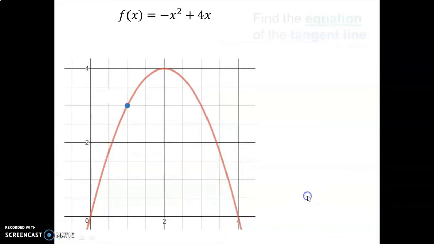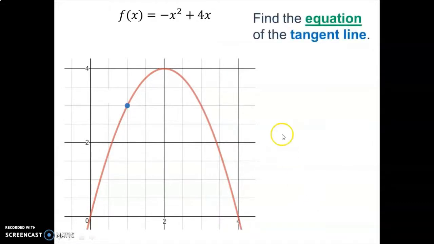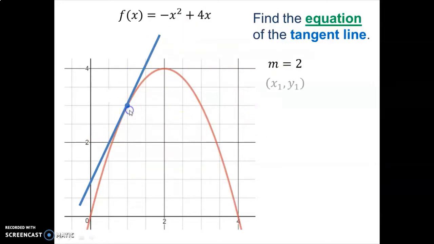Next, let's say the next question was find the equation of the tangent line. Well, we just looked at that, so let's try this again to make sure we got it. So far we have the slope of the tangent. There's the tangent. We have the slope already. How do we find the equation? Well, to find the equation of a line, because the tangent is a line, we need the slope and the point.